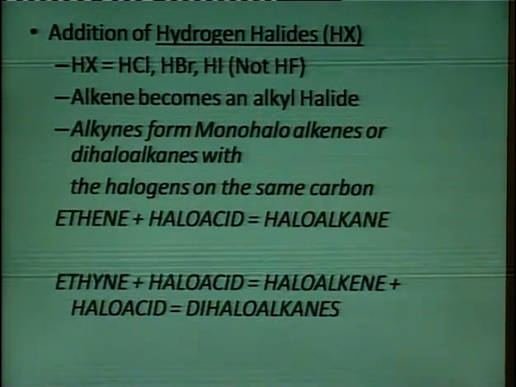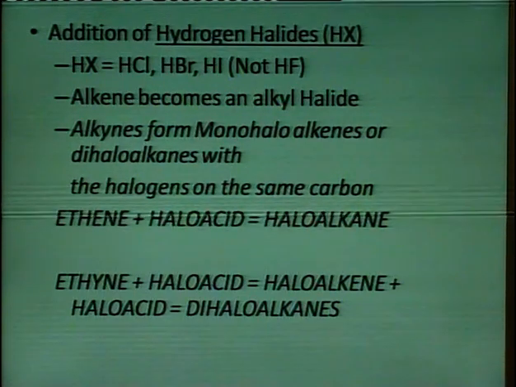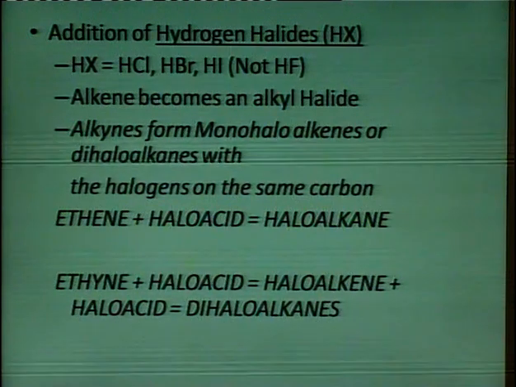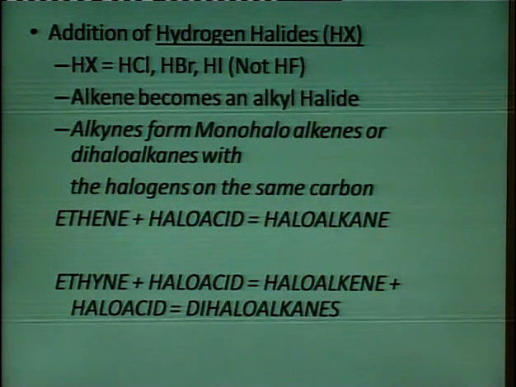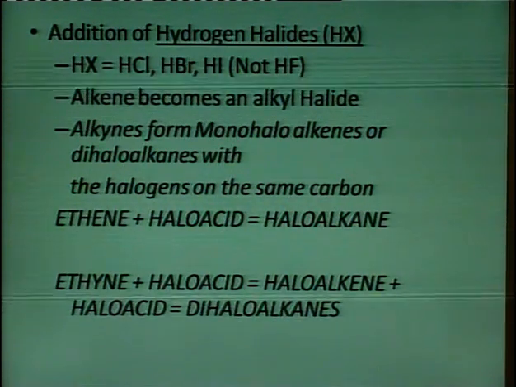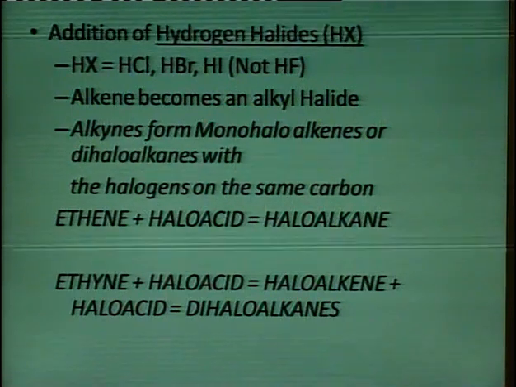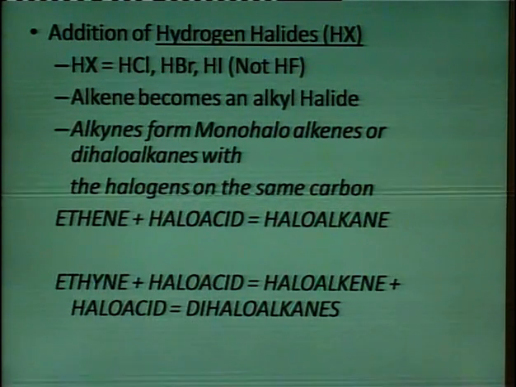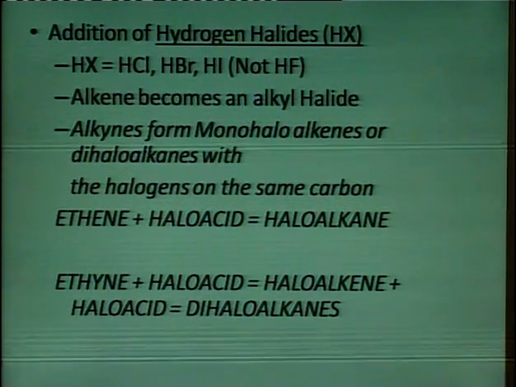So, addition of hydrogen halides, for example haloacids, these are hydrochloric acid, hydrobromic acid or hydroiodic acid. Alkenes become alkyl halides. Hydrofluoric acid, HF, cannot be added to the carbon-carbon double bond.